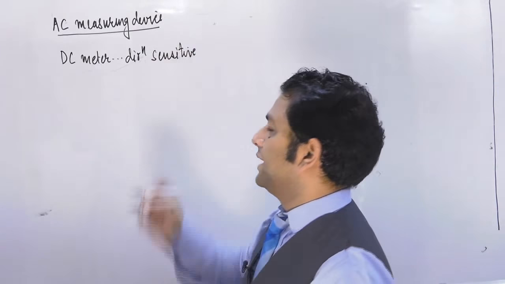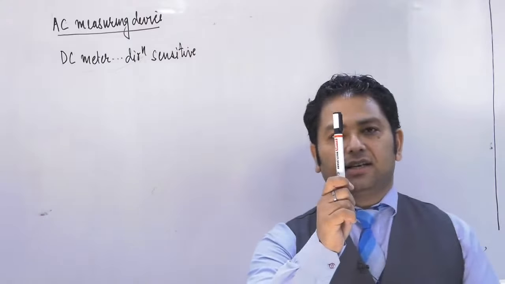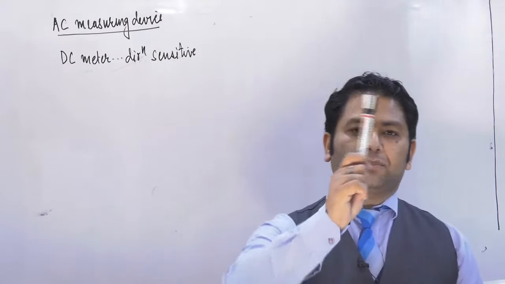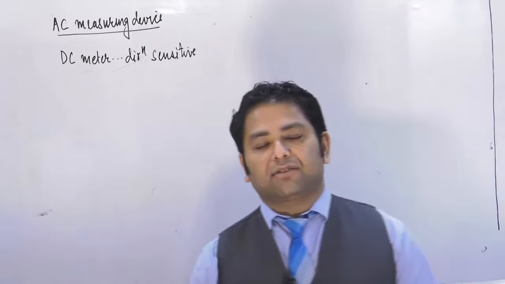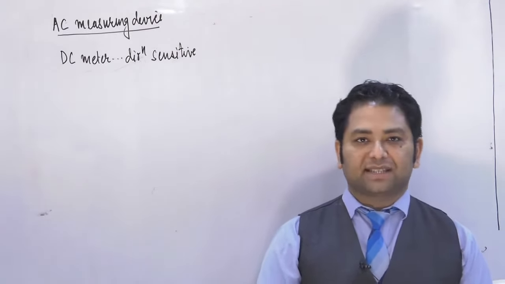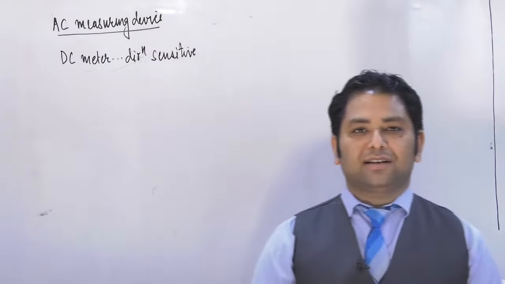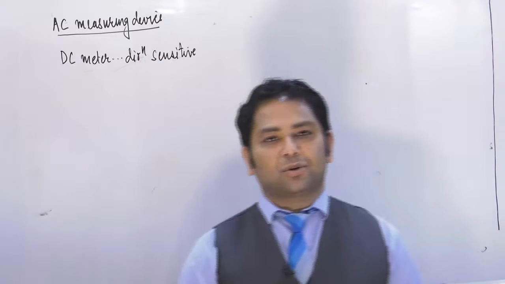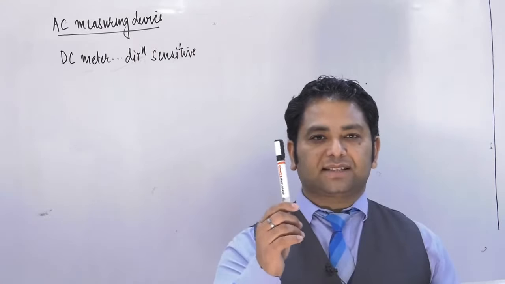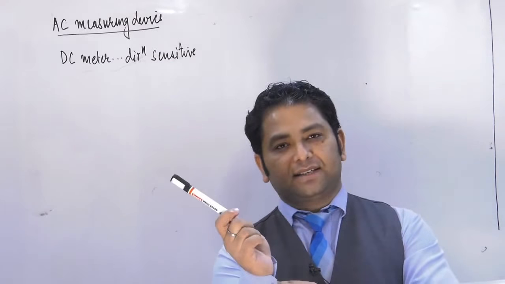So what do we mean by direction sensitive? It's something like this: the pointer is here, one direction of current, the pointer goes this side, other direction of current, the pointer goes this side. So in that regard we say a DC measuring device is direction sensitive. Now imagine what bad state a DC meter will go into when an alternating current is passed. So this is a DC meter, and first the command says go right.